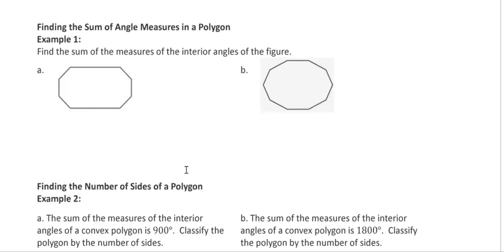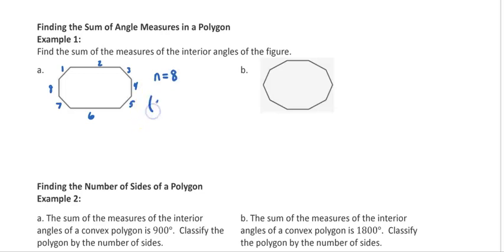So this comes in handy a lot in geometry. This question says, find the sum of the measures of the interior angles of the figure. So the first thing you do is figure out how many sides. So I'm going to start here. This says 1, 2, 3, 4, 5, 6, 7, 8. So this has 8 sides. So that means n is 8.